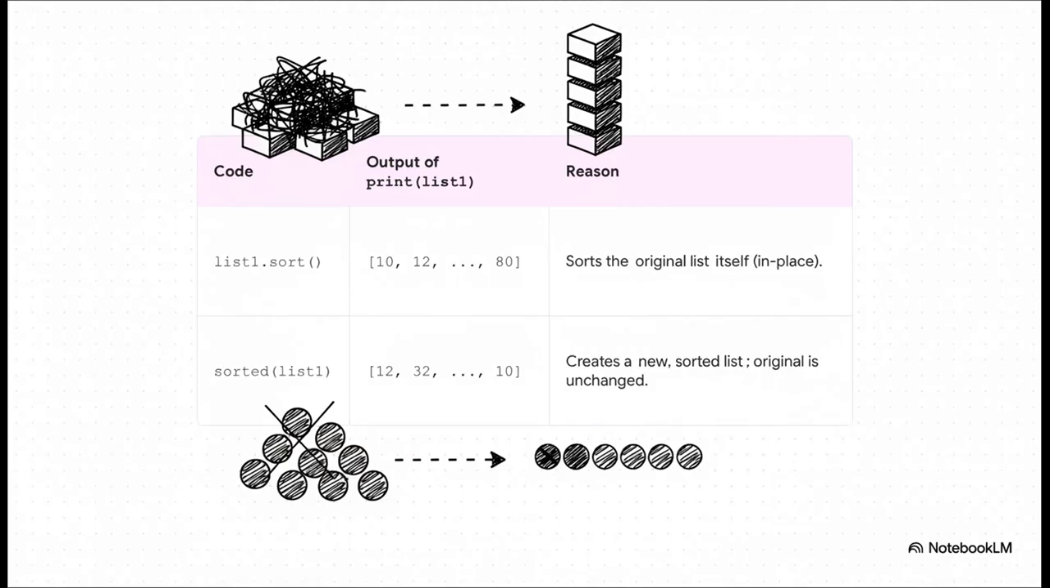And here is the answer. The sort method changes the original list itself. It sorts it right there, in place, we call it. But the sorted function, it's much more polite. It leaves the original list completely untouched and gives you a brand new sorted copy to work with. This is a very important distinction to remember for your exams.